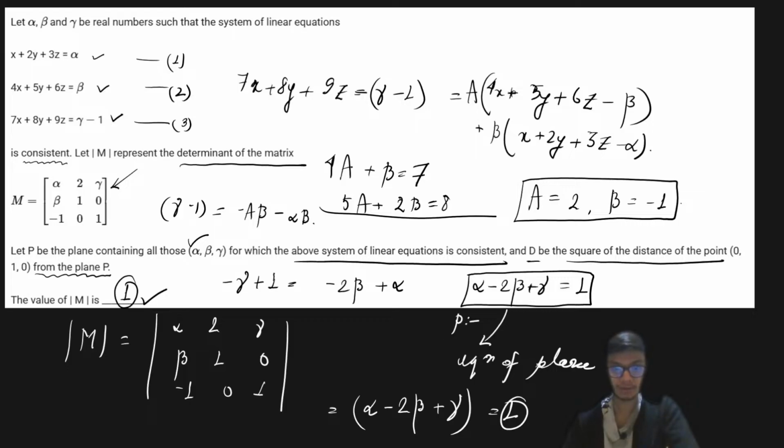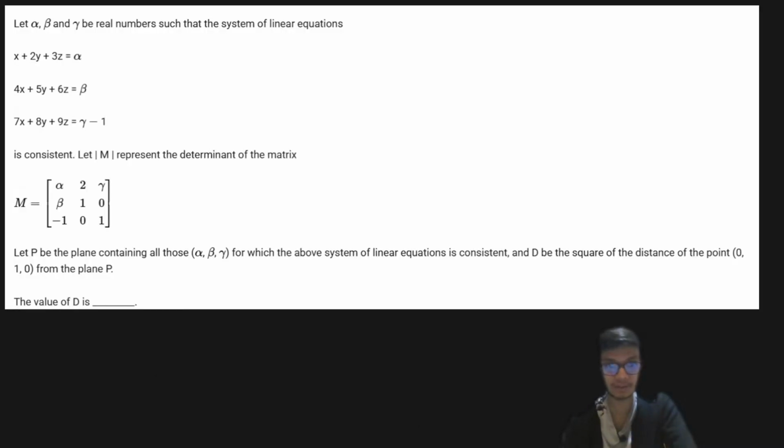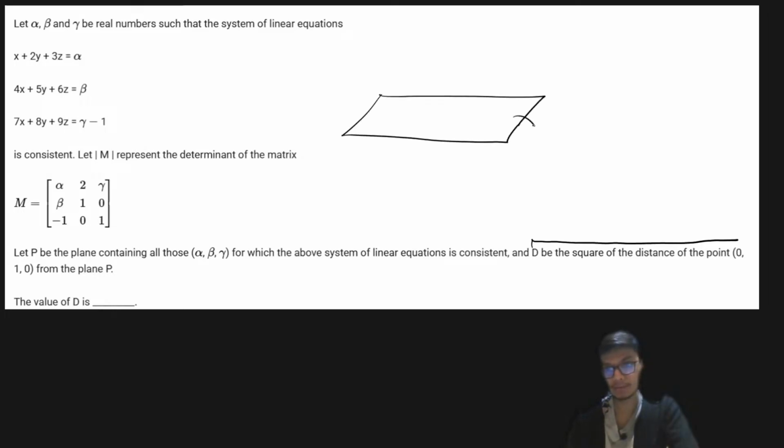In the next part, there's a next question also. Here we have to find the value of D. D basically represents the square of the distance of this particular point. So we have the equation of the plane, that is x minus 2y plus z is equal to 1.